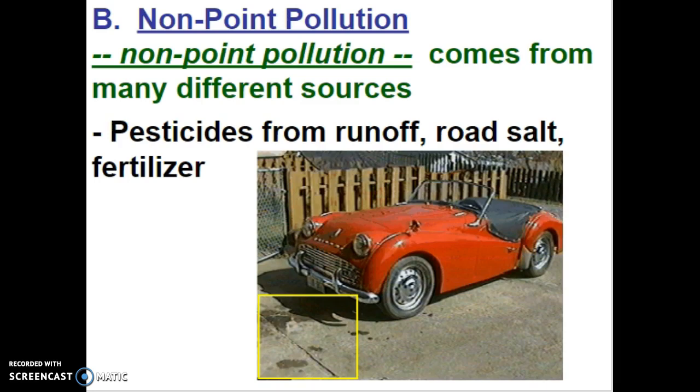So we can get pesticides from runoff, road salt, adding those chemicals, that would be inorganic chemicals, into a freshwater ecosystem, fertilizers that we use either in a home type of use in a yard or agricultural fertilizers. All of those things can cause a degradation of water quality. But non-point pollution is pollution caused by a lot of different types of agents.